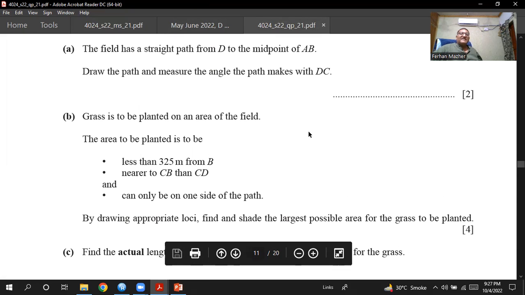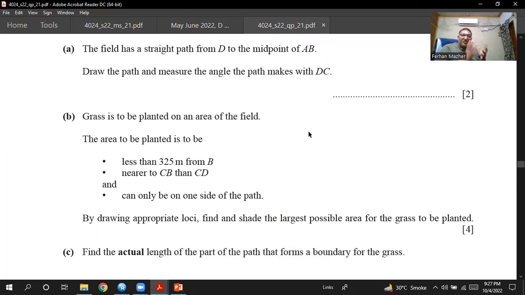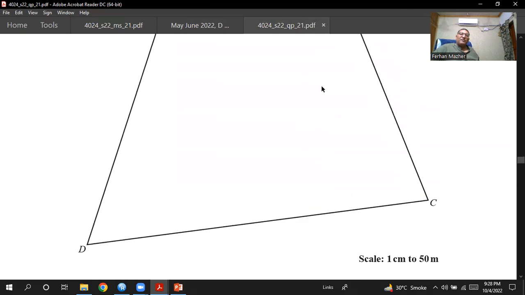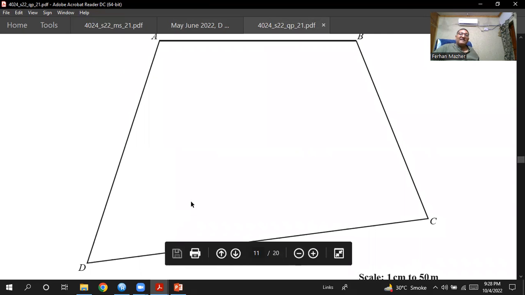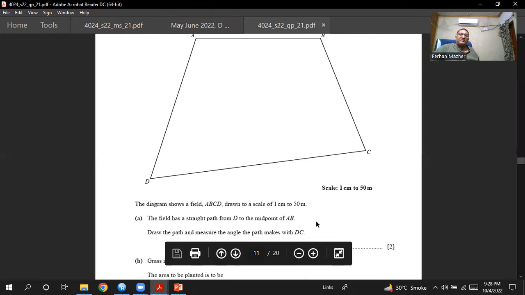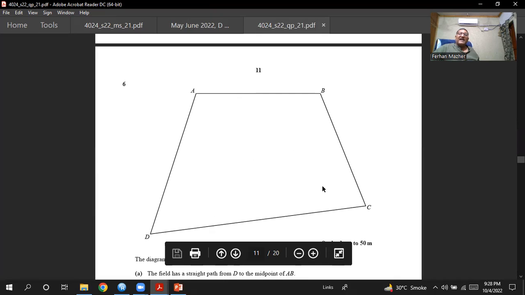nearer to CB than the CD. Whenever your distance from two lines is given and those two lines are intersecting with each other, then you will have to draw the angle bisector of the angle between those two lines. So because they are talking about the CB and the CD line, the common point is C. So you will draw angle bisector of the BCD angle. So BCD is this angle. You have to draw the angle bisector of this angle.